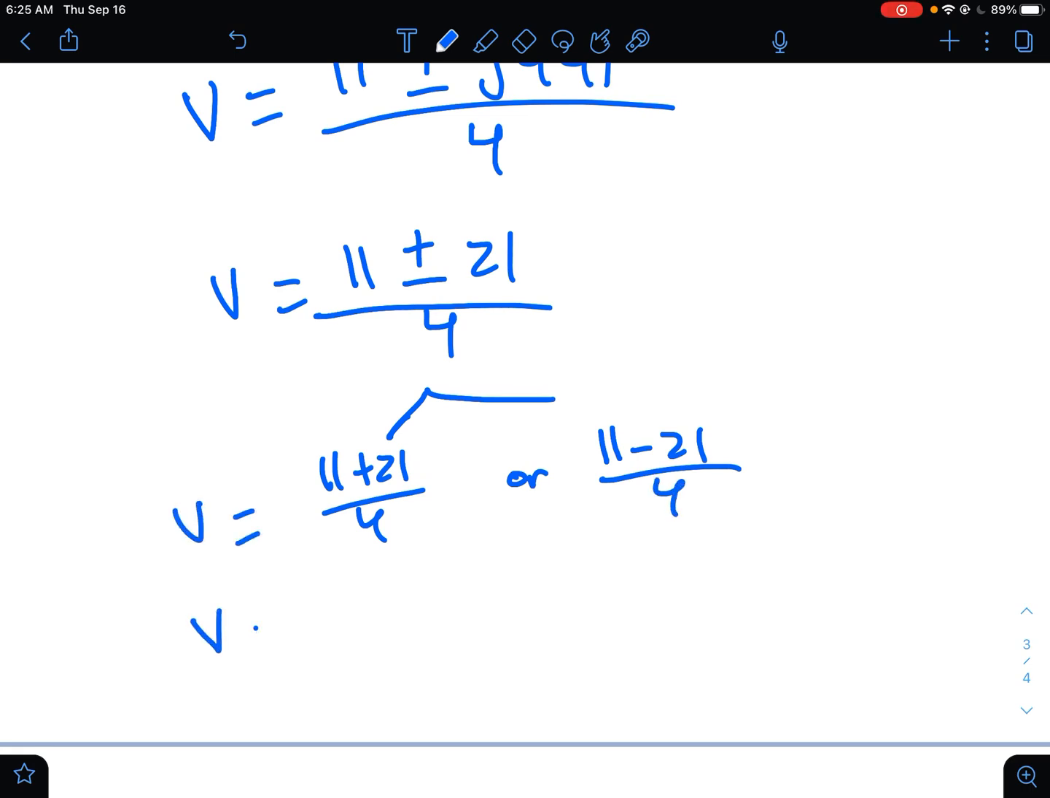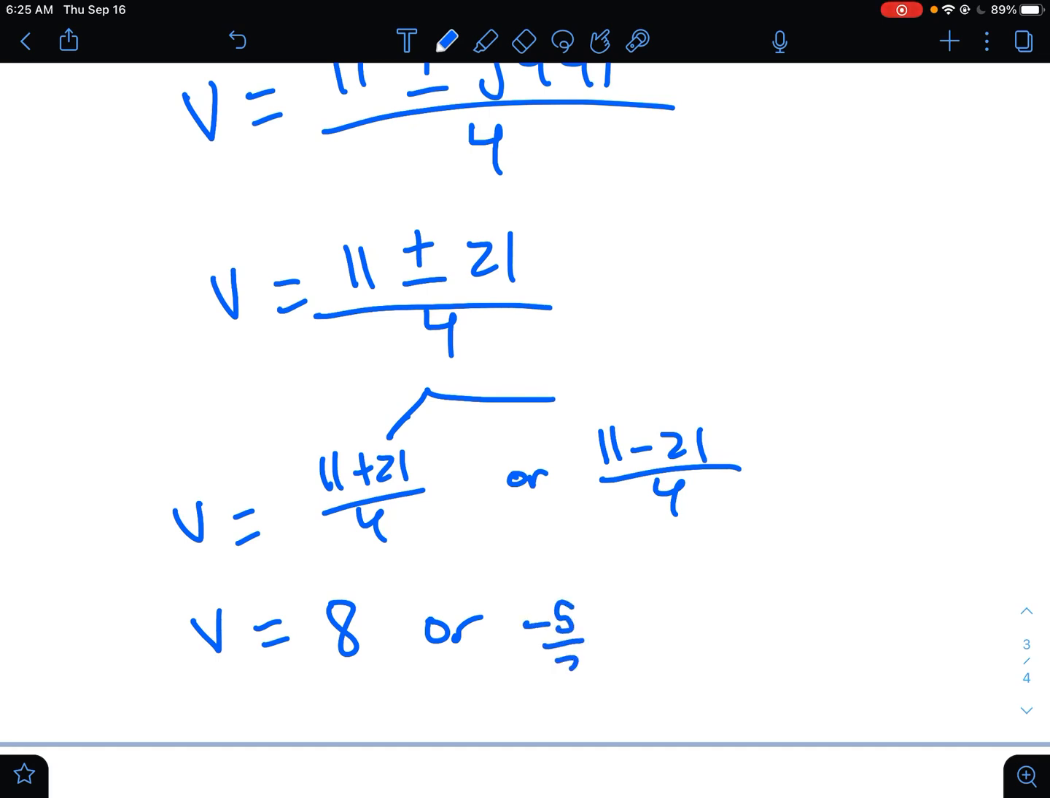And then you can simplify both of those. Let's see, 11 plus 21 divided by 4 gives you 8. And the other one, 11 minus 21 divided by 4, gives you a little fraction there, which is fine.